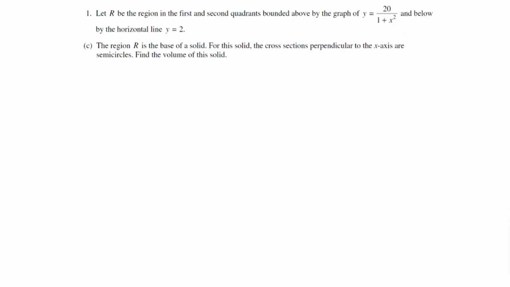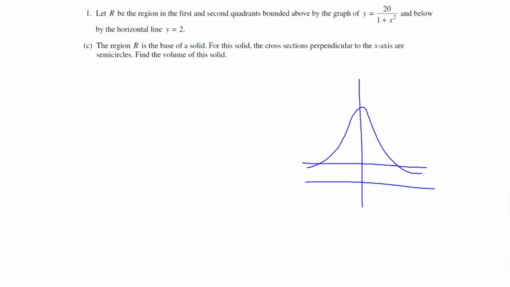In part C, we've got region R, which is the base of a solid, and the cross sections perpendicular to the x-axis are semicircles. We want to find the volume. Well, I'm just going to sketch another quick graph of this. It looks like this again. The cross sections perpendicular to the x-axis of the solid are semicircles. So forgive my terrible drawing here, but basically no matter where I slice this thing vertically, perpendicular to the x-axis, if I were to open up the face of it and look at it, I'd look at a semicircle face.